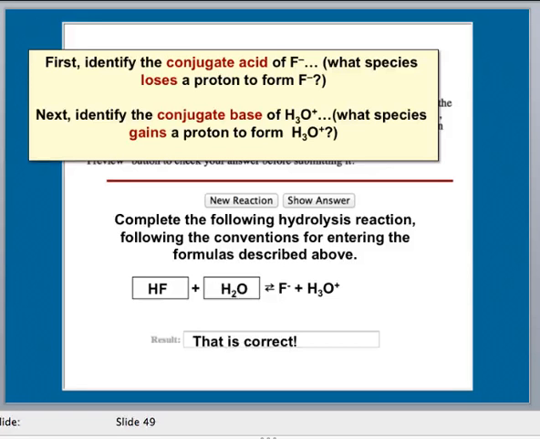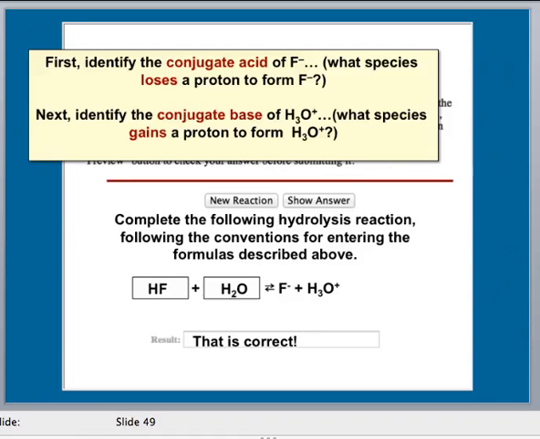Remember, read the words here. Think about the words. We're going to look at the side of the equation that we have, and we're going to fill these in one at a time. We made fluoride, okay? In an acid-base reaction, we made fluoride. So, what you ask yourself is, what species gave up a proton to form F-? That would be HF. This is the conjugate base.